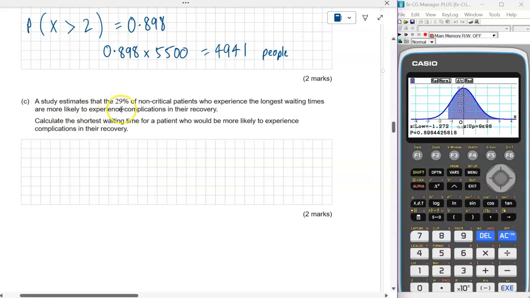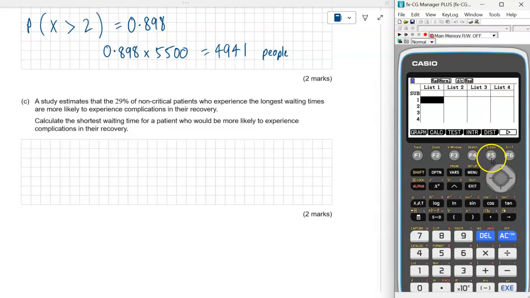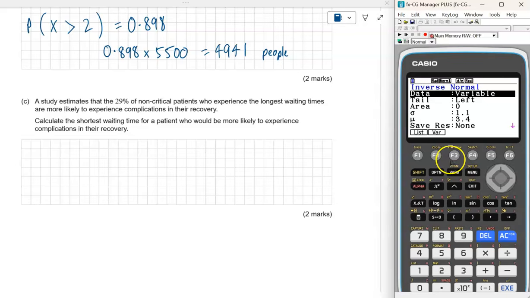C, a study estimates that 29% of non-critical patients who experience longest waiting times are more likely to experience complications in their recovery. Calculate the shortest waiting time for a patient who would be more likely to experience complications in their recovery. So here we're actually working out a time given a percentage or a probability of 29%. Okay, so this is where we're talking about those quantiles, all right? So what we're going to do is head out of this on our graphics calculator, and we'll head back into distribution, normal distribution, but this time we're looking at the inverse of normal, okay?